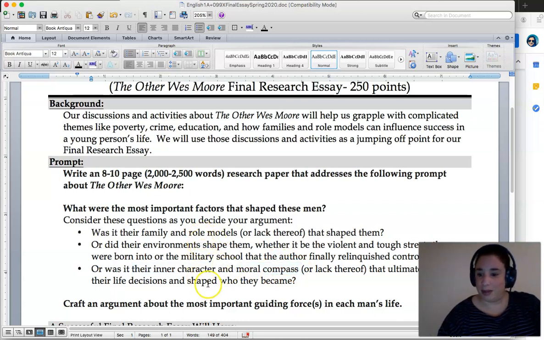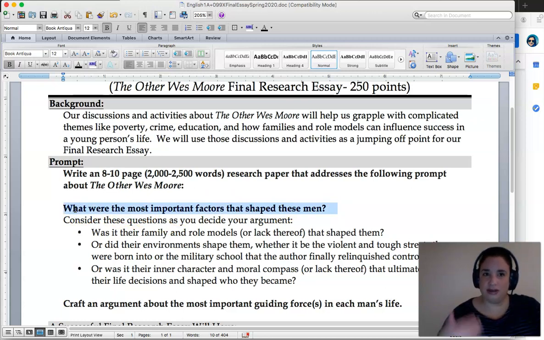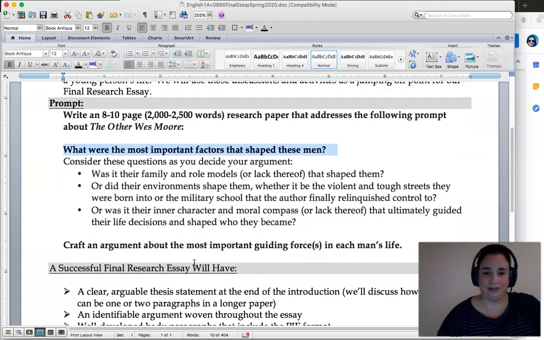So it could be a combination of these, or if you just want to focus on 1 or 2, that's fine too. So that's, as you're reading the book, my big suggestion to you is to have this essay question at the forefront of your mind so that you can keep asking yourself, what were the most important factors, and be thinking about the essay as you're reading it, so that will help guide you along the way.